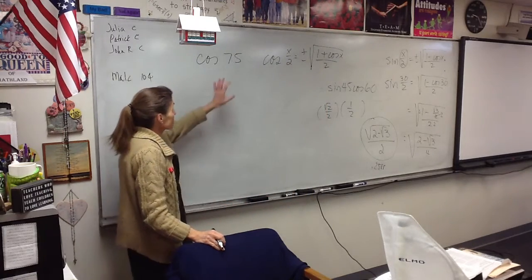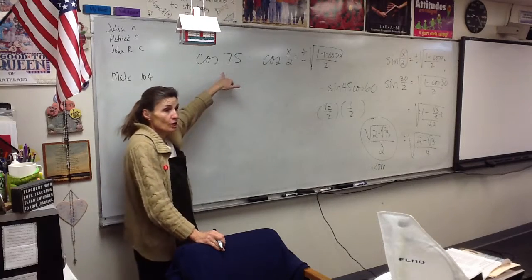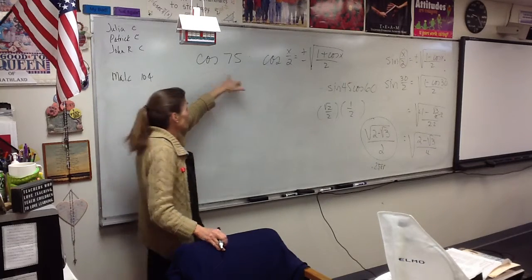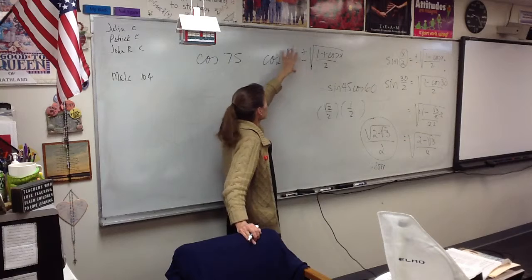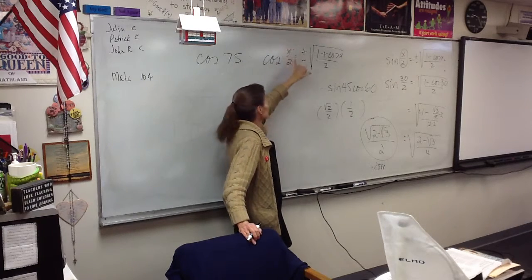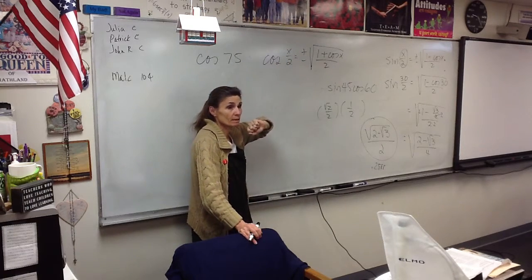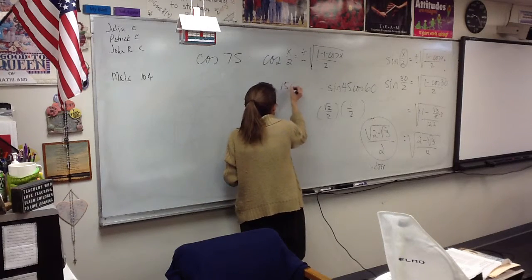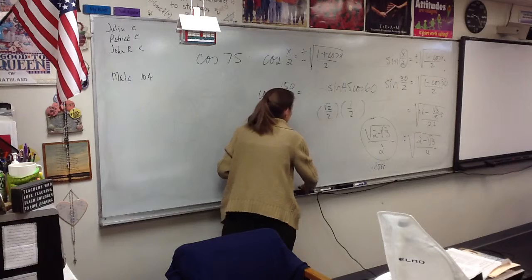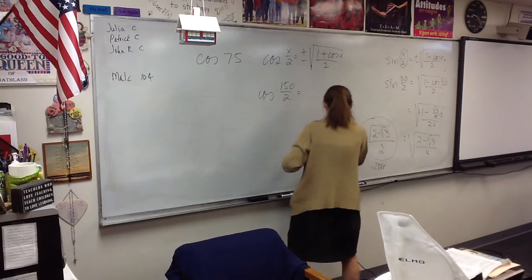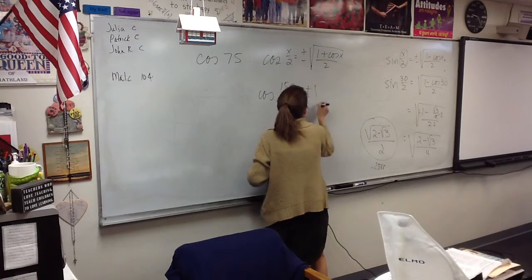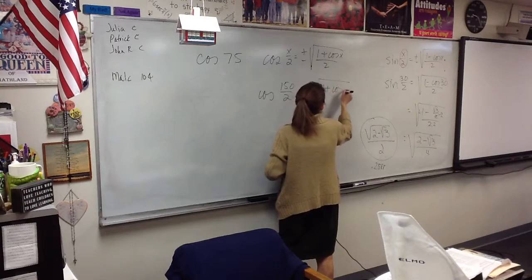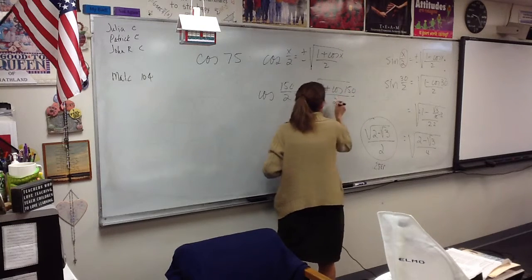Now, if we're going to use the half angle identity to do the cosine of 75, what are we going to have to let x be? Remember, this has to be 75 here, so x is going to have to be what? 150. So we're going to think of 75 as half of 150. So then our formula will say 1 plus cosine 150 over 2.